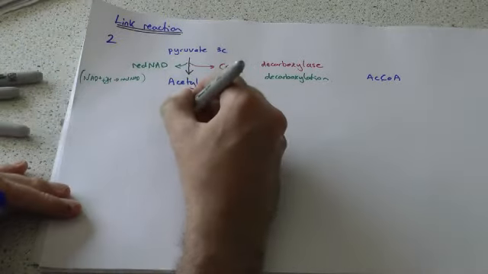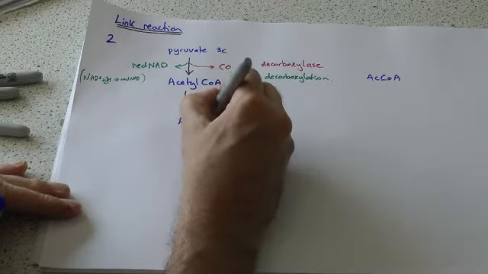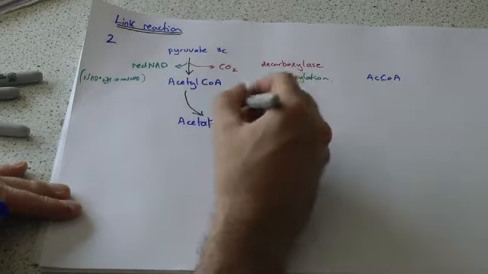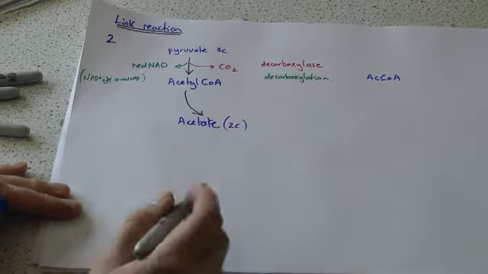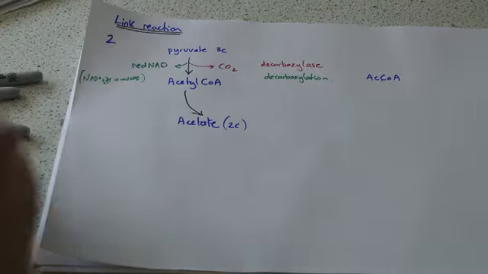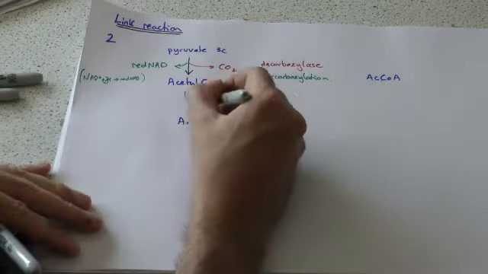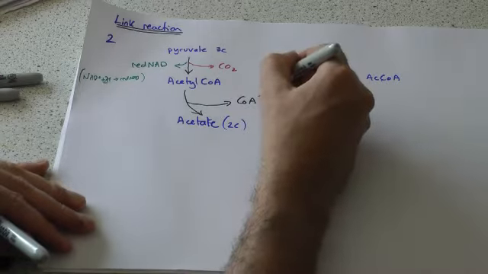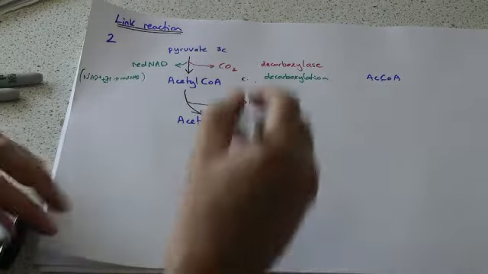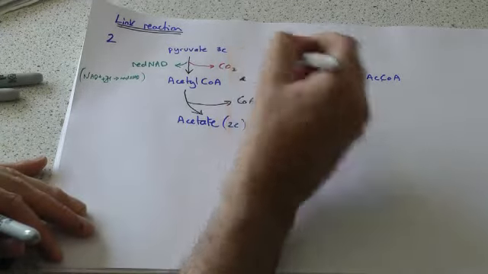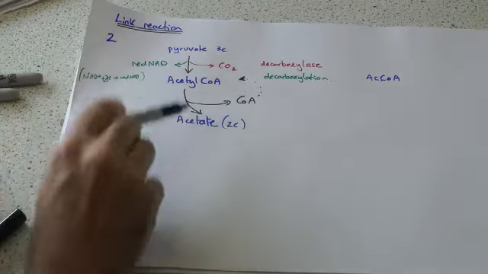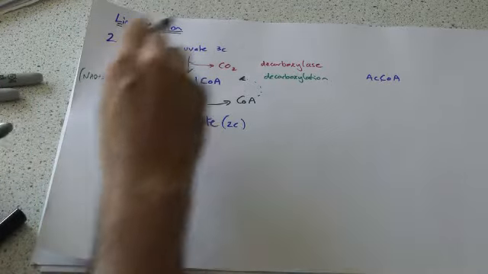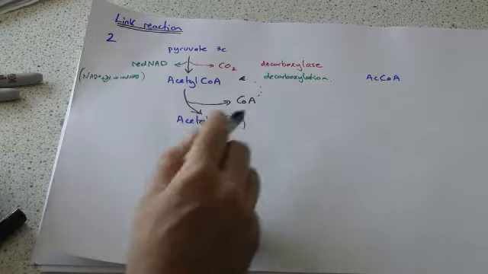In fact, as it's released, it forms this molecule, acetate, which is a 2-carbon compound. I'll come back to that in a second, where this has come from. The coenzyme A is released, and it will then recycle around. It will go up and pick up some more, so we can get some more pyruvate come into the system. So the coenzyme A is just cycling around.